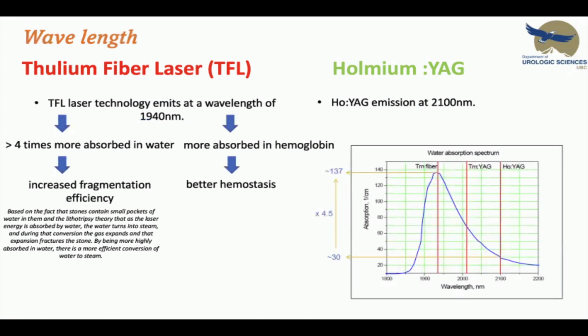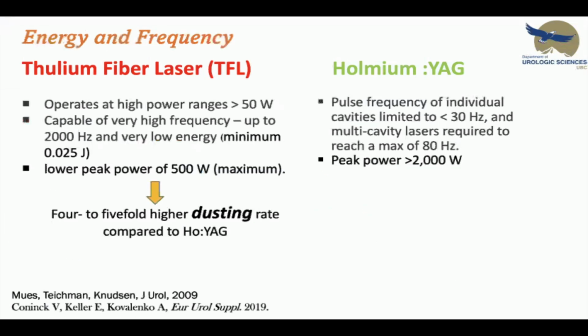We talked about the wavelength of thulium fiber laser being 4 times more absorbed in water, which increases fragmentation efficiency. At this wavelength, the thulium fiber laser is also more absorbed in hemoglobin and gives better hemostasis. Thulium fiber laser can operate at a high power range, capable of very high frequency and very low energy, and low peak power of 500 watt, which makes it 4 to 5-fold higher dusting rate compared to holmium YAG, while the holmium YAG peak power is more than 2000. I'm just focusing on peak power because we're going to talk about it later.